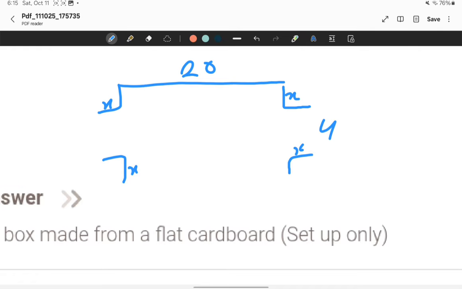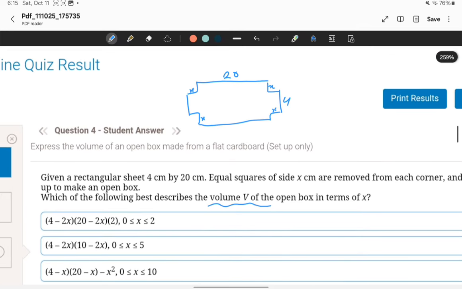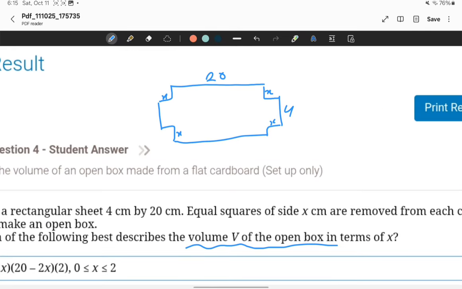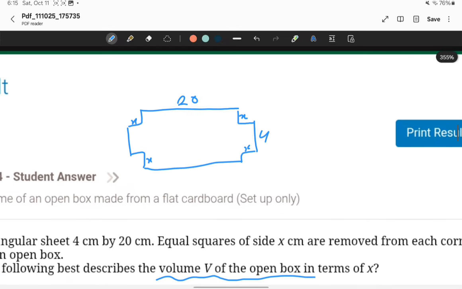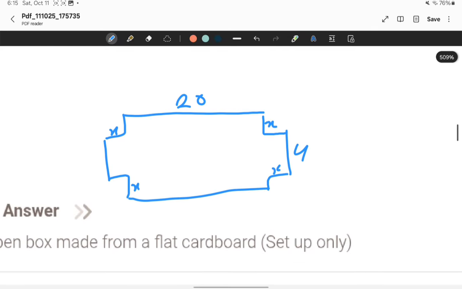So now this is the box we have. They want to find the volume when we have this box folded up. The volume of a box normally is what? It's the base times the height. Now for us the base here is going to be this times this. It's going to be this part times this part.